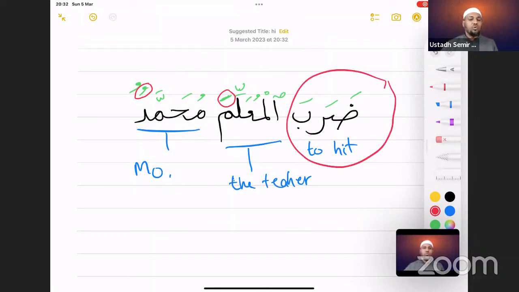We want to know what type of word is it? Is it a noun? Is it a harf, a letter? Or is it a verb, fi'l? If it's a fi'l, what type of fi'l is it? Is it past tense, present tense, future tense? Is it a command sentence? Once we know under what category it falls, then we will know what to do with it.